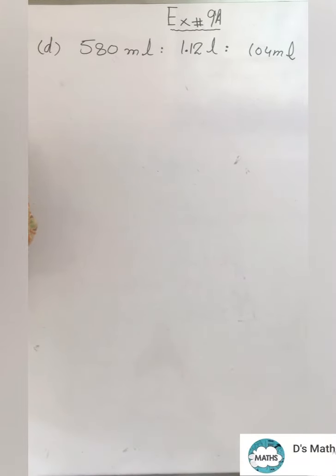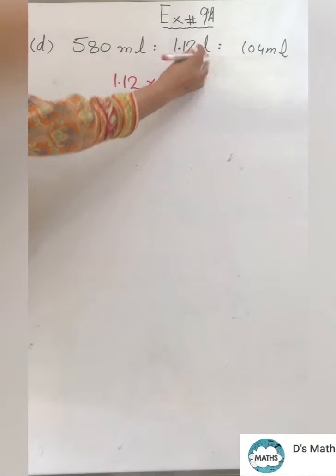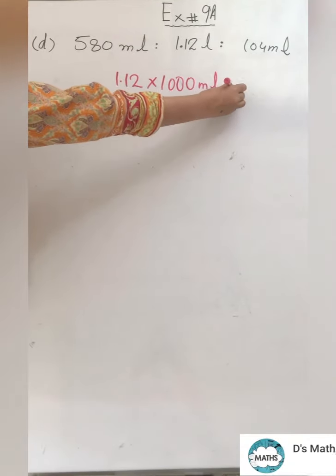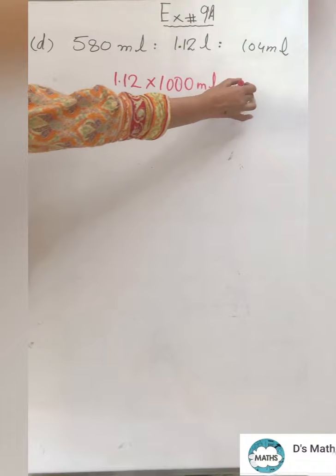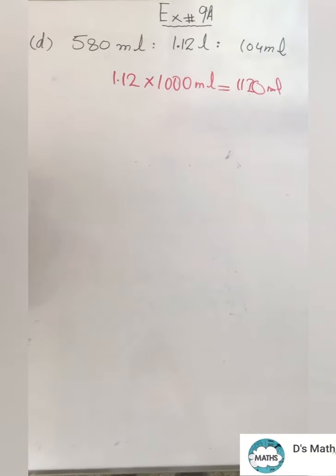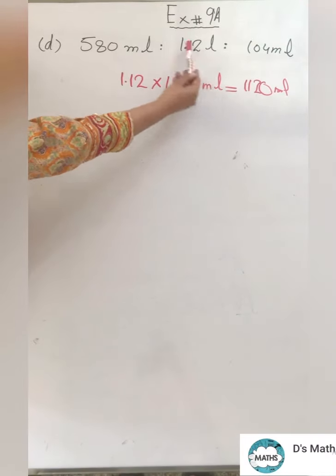So we have 1.12 liters. We want to convert it into milliliters. As we know, 1 liter is equal to 1000 milliliters, so we will multiply by 1000. Our answer would be 1120 milliliters. That means we can replace 1.12 liters with 1120 milliliters.